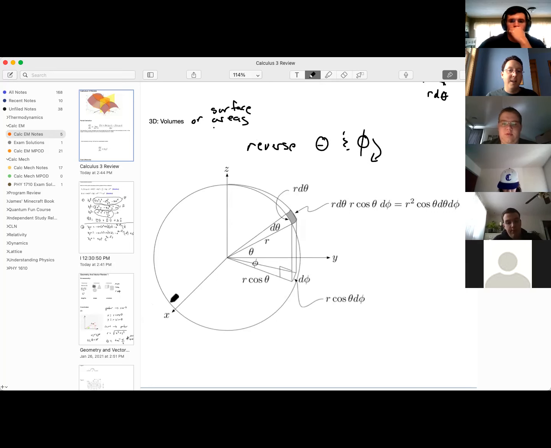Okay, reverse theta and phi from what we did last time. And I will always do it the other way. That's what happens when you pull stuff off Google. It looked really good when I pulled it up, and then I zoomed in and it's like, oh crap.